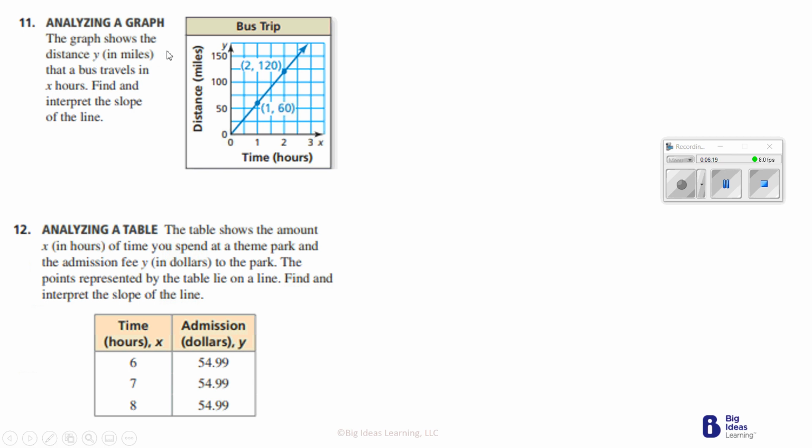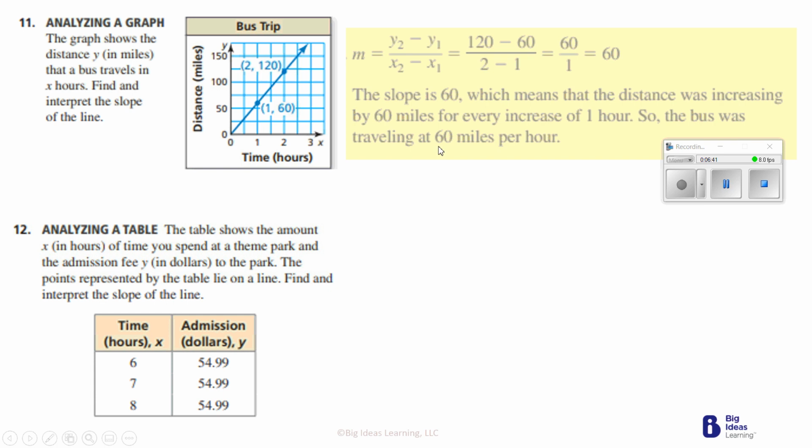Number 11 says the graph shows the distance y in miles that a bus travels in x hours. Find and interpret the slope of the line. Okay, so once again, we could take this, put 120 minus 60, and then 2 minus 1. This is going to give us 60 over 1, which tells us we're going 60 miles an hour.